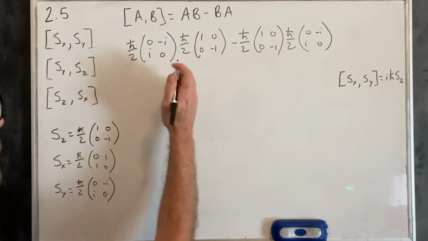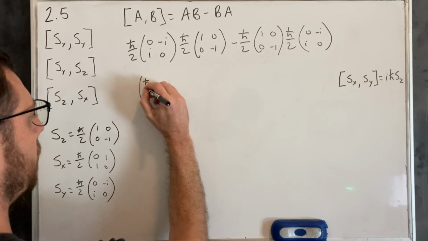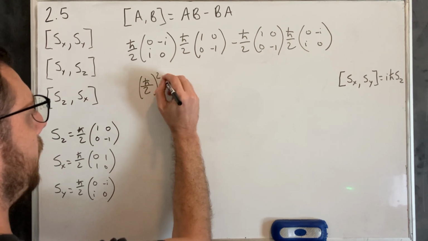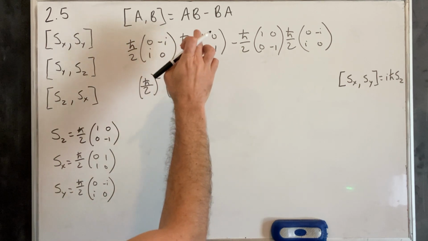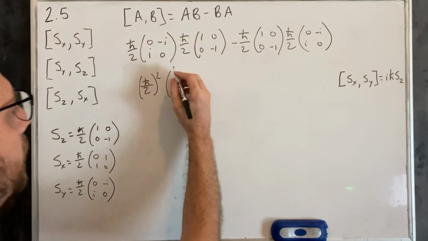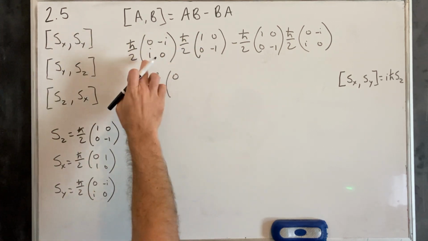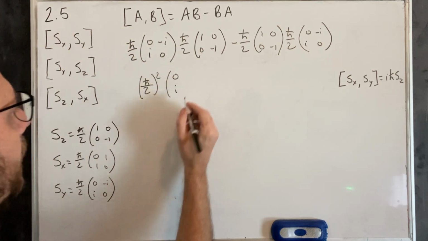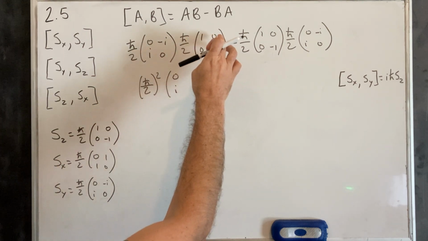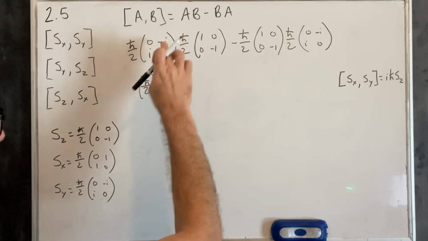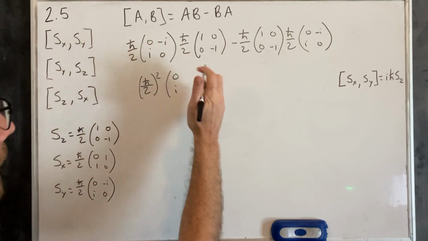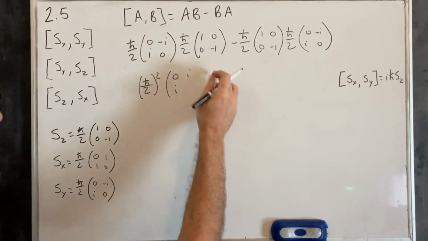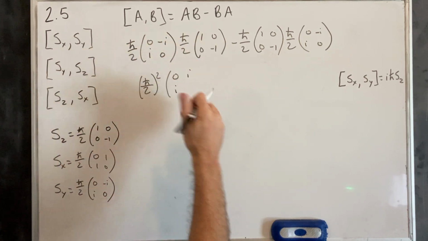So we'll factor this out. So h bar over 2 squared. Okay, we have 0 and 0. We have i and 0, positive i. There's 0 and negative 1 and negative i, make a positive i, and 0 and 0.